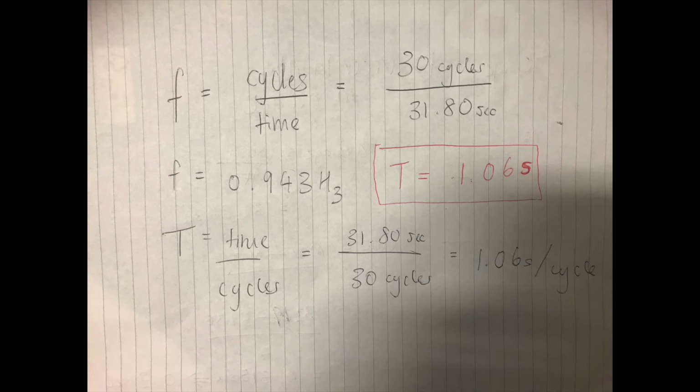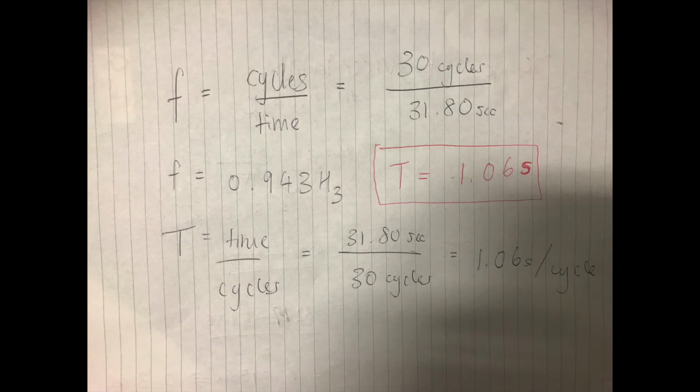Frequency is the number of cycles that occur in a second. You can find it by taking the number of cycles and dividing it by the time, so you can get the cycles per second. This pendulum makes 30 complete swings, so that's 30 cycles, and it does so in a time period of 31.8 seconds. So 30 divided by 31.8 is 0.94. So it's 0.94 cycles per second, or 0.94 hertz.